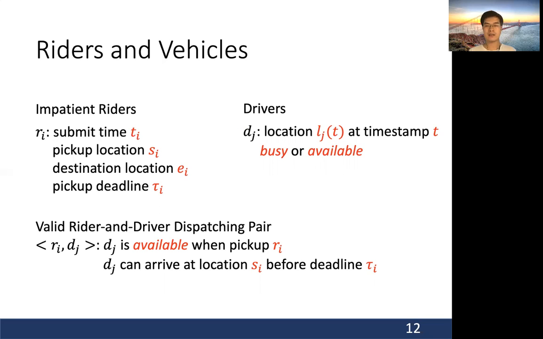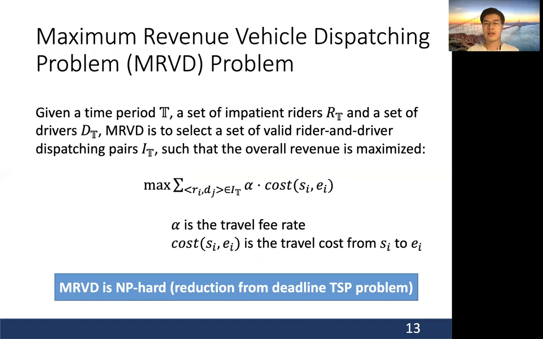Then we define a valid rider and driver pair. It means that driver Dj is available when picking up Ri, and Dj can arrive at location Si before deadline tau i. In our work, we studied the Maximum Revenue Vehicle Dispatching problem. In MRVD, we have a set of impatient riders dynamically coming to the platform and a set of drivers moving around. We need to select a set of valid rider and driver pairs such that the total revenue is maximized in a given time period. We prove that MRVD is NP-hard through a reduction from the Dual Traveling Salesman Problem.